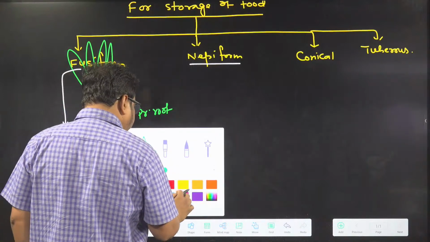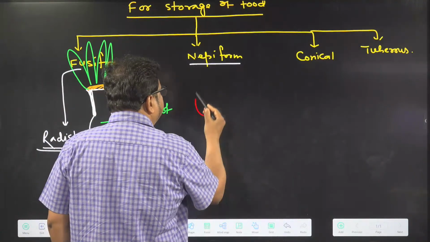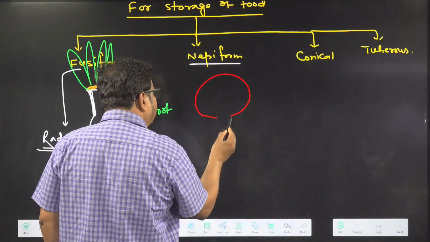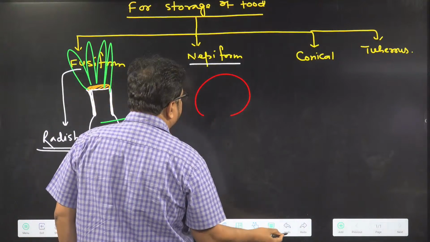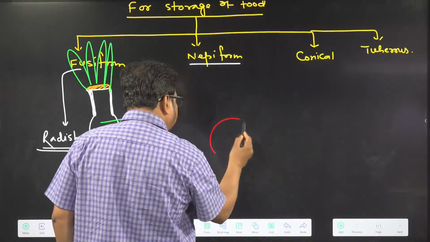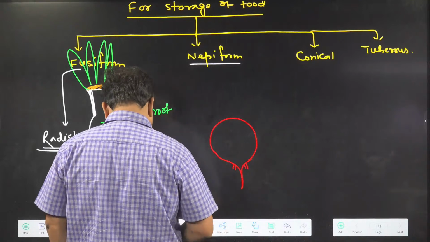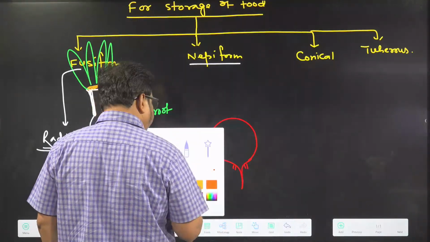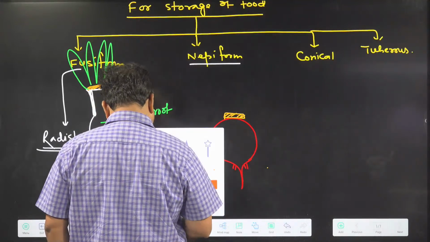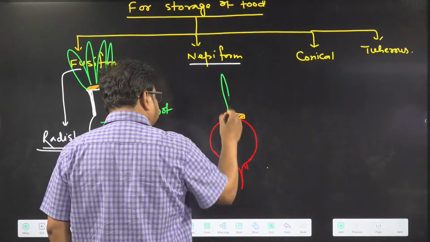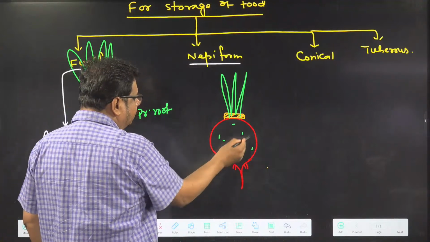Now I am going to talk about napiform. How does this structure appear? You will find this structure. It is swollen and suddenly tapered. Let me draw somehow down so I can draw the leaf and another part also. It is swollen and suddenly tapered, and secondary roots like this. So here it is a disc-shaped stem. This part is root, this is a stem, and here leaves are there. So this is napiform. Here food is stored.